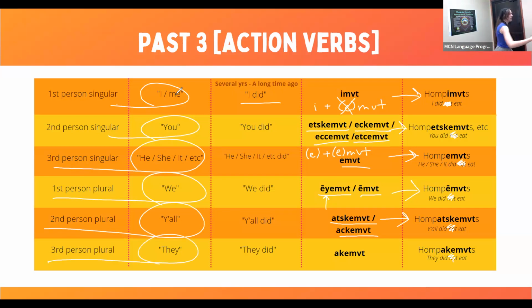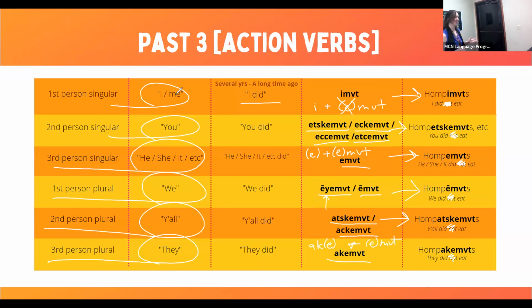Third person plural. They, so they did something. Agimut. Agimut. Right? Because it's with the E if needed, plus E if needed. So we need one of the E's. So agimut. Hombagimuts. They ate. Hombagimuts. And remember, that's always with the asterisk. If there's a verb that has its own form, we don't do this one, instead we do that form.